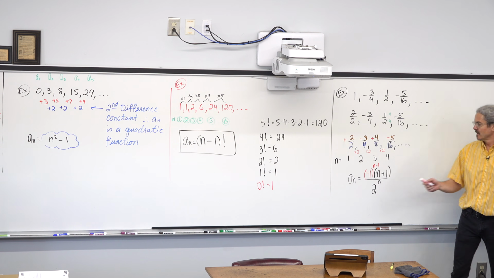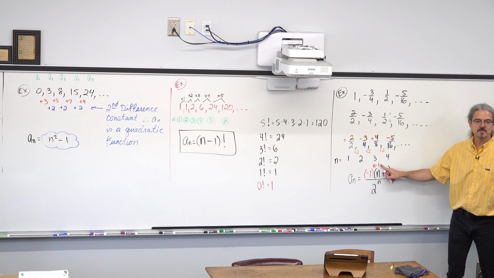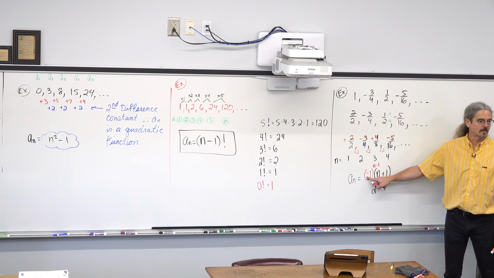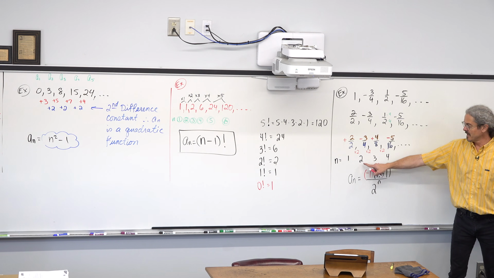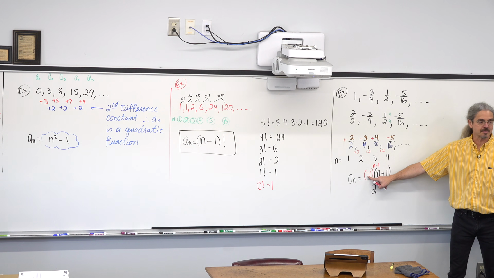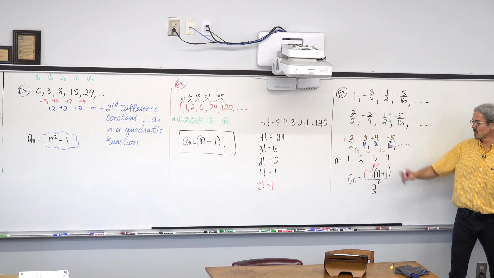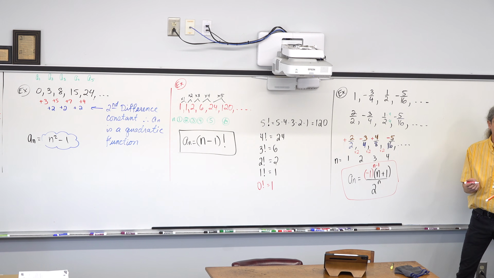So let's check it. N is 1. What's 1 minus 1? 0. What's negative 1 to the 0 power? Positive 1. N is 2. 2 minus 1? 1. What's negative 1 to the first? Negative, and so on and so on. So this is our general term for that problem.